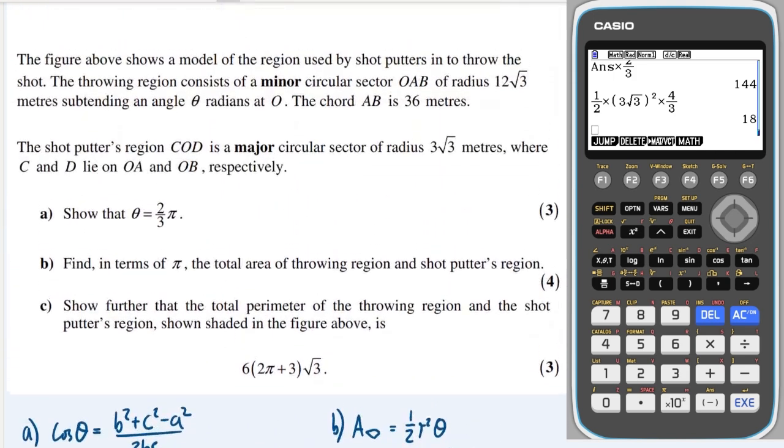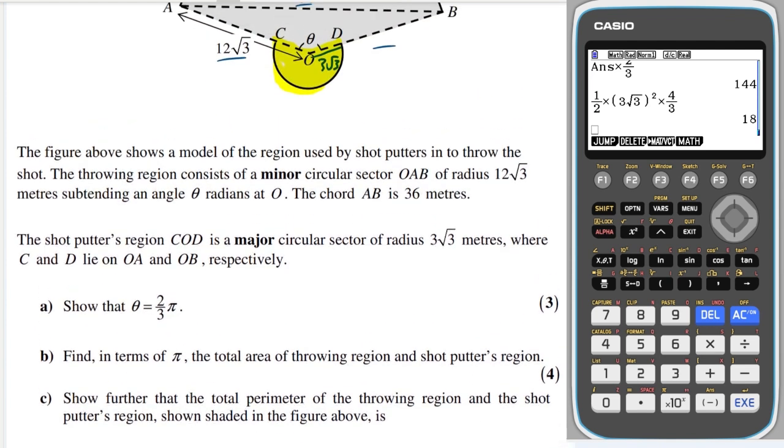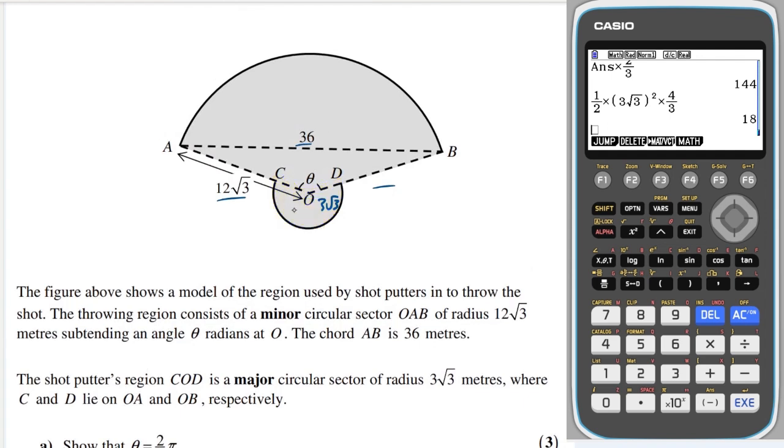Okay, next we need to work out the total perimeter of the throwing region above. Okay, so we're going to need the arc length of this one, we're going to need the arc length of this one, and then we're also going to need this distance here, which is the longer radius minus the shorter one, and we're going to need to double that.